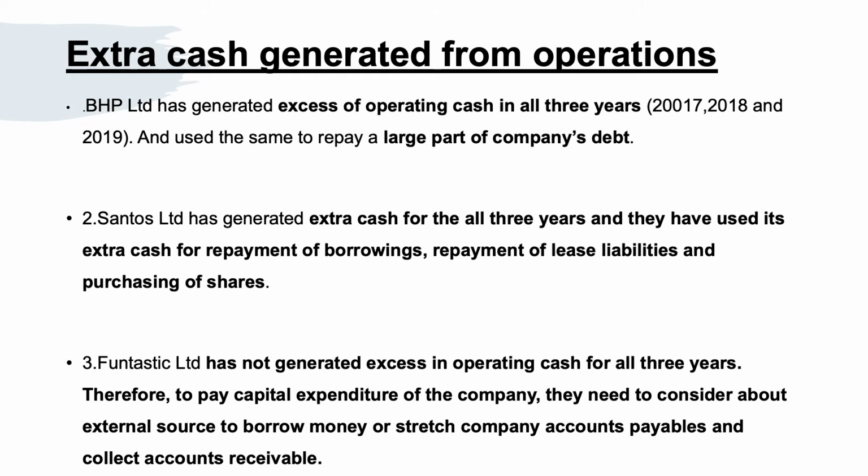So, extra cash generated from operations. BHP Limited has generated extra operating cash in all 3 years and used it to repay a large part of the company debt. Santos has generated extra cash in all 3 years, and they have used that extra cash for repayments of borrowings, repayment of lease liabilities, and purchasing of shares. Fantastic Limited has not generated excess operating cash in any of the 3 years, and therefore, to pay capital expenditure, the company needs to consider external sources of borrowing, or stretching accounts payable and collecting accounts receivable to cover these expenses.